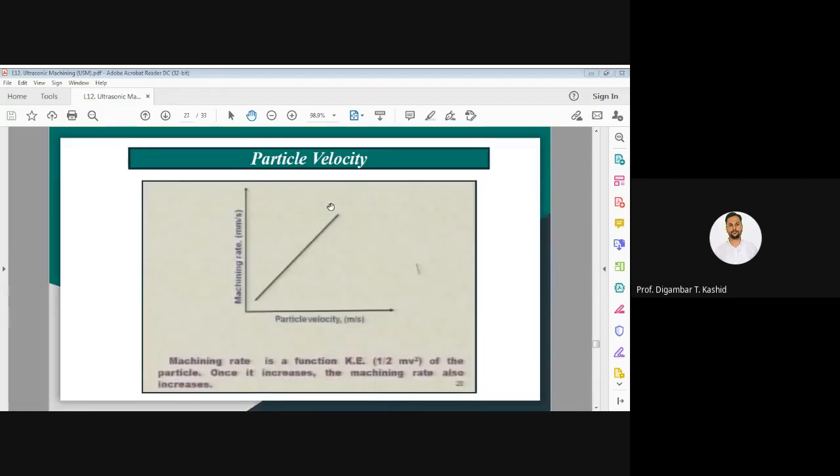Let us discuss another parameter, that is average particle velocity. As you can see in the slide, as the particle velocity increases, the material removal rate or the machining rate, MRR, in terms of per second, is increasing. That means particle velocity and machining rate are in a linear relation, because we already know that penetration is a function of kinetic energy, that means 1/2 mv squared. So as the particle velocity increases, the material removal rate or machining rate is also going to increase.